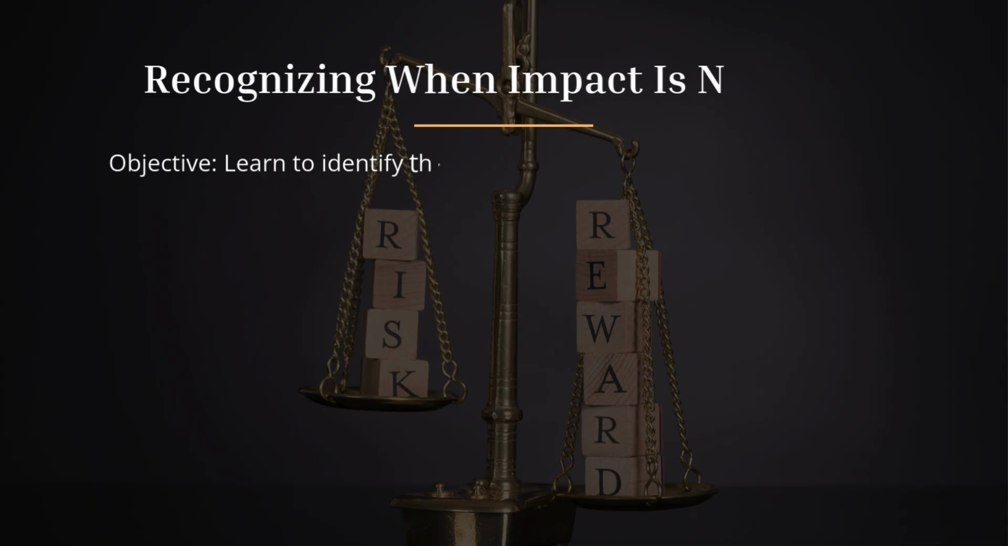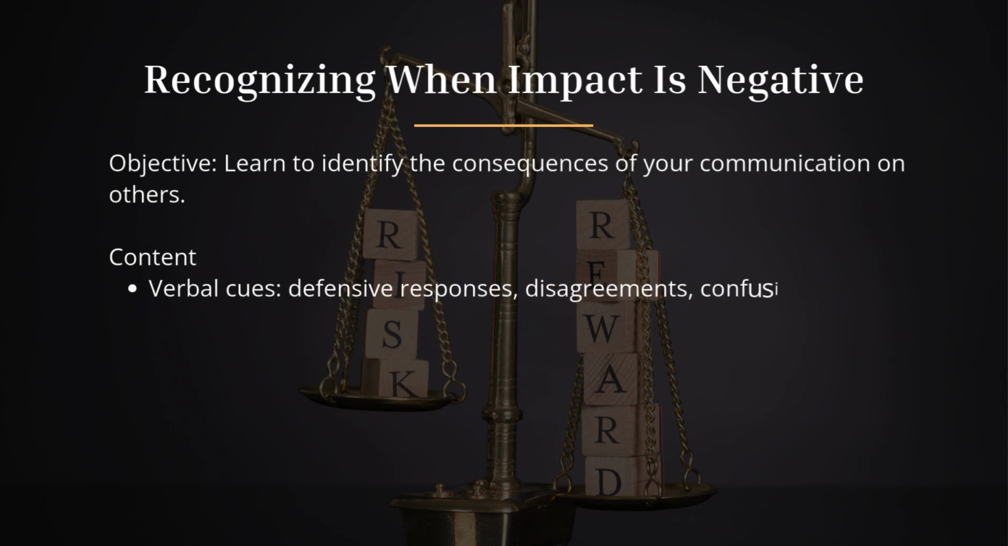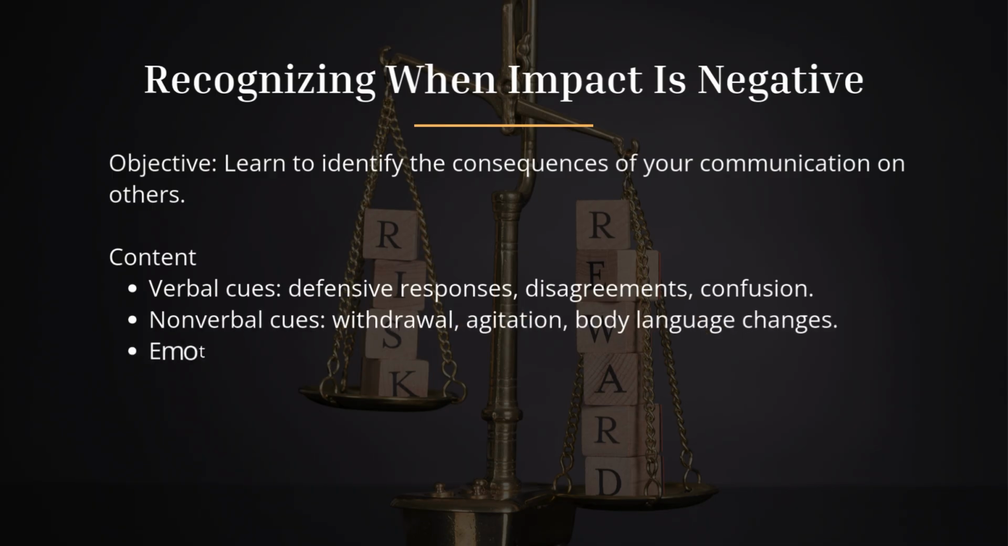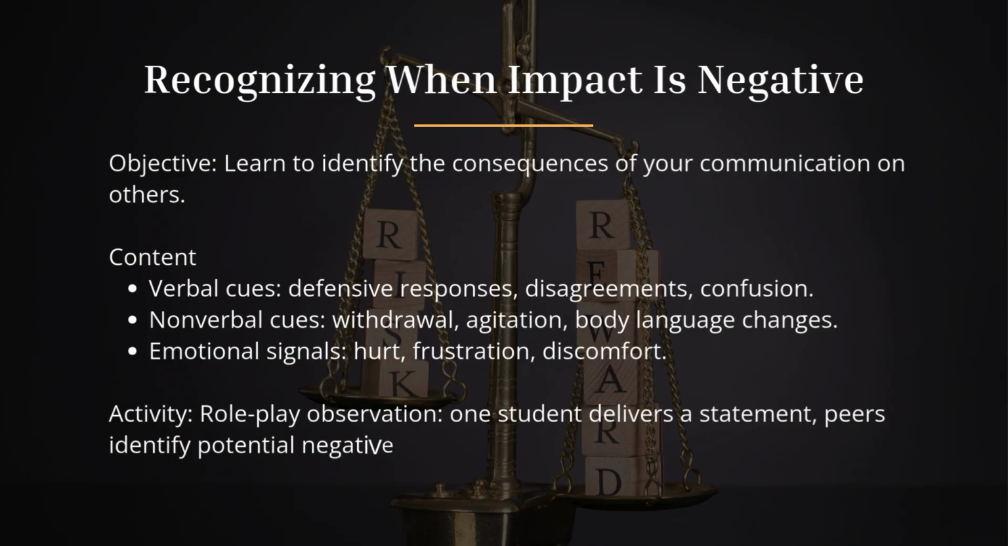Recognizing when impact is negative. Objective: learn to identify the consequences of your communication on others. Content: verbal cues, defensive responses, disagreements, confusion. Nonverbal cues, withdrawal, agitation, body language changes. Emotional signals, hurt, frustration, discomfort. Activity: role-play observation. One student delivers a statement, and peers identify potential negative impacts.